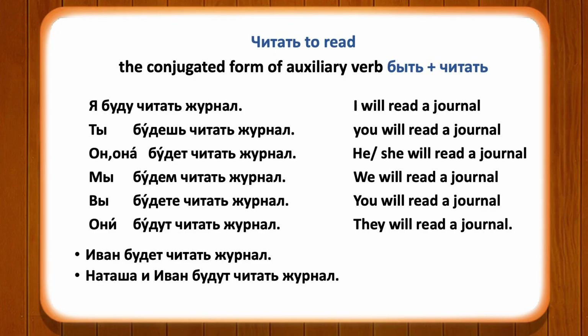Let us now convert the verb читать, which means to read, in future tense. When you use the verb читать, which is an imperfective verb, you will have to use the conjugated form of the auxiliary verb быть. So first you will use the conjugated form of the verb быть and you use читать in the infinitive form. So читать will remain unchanged.